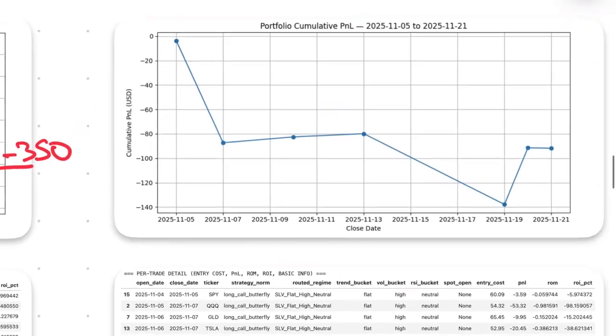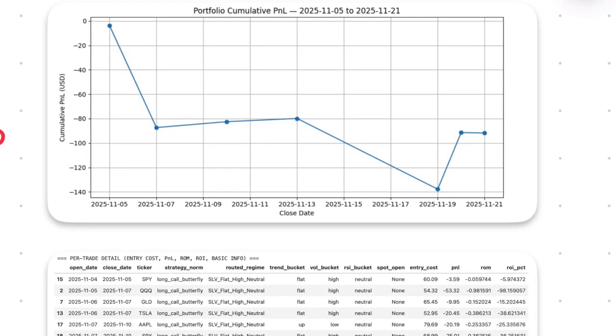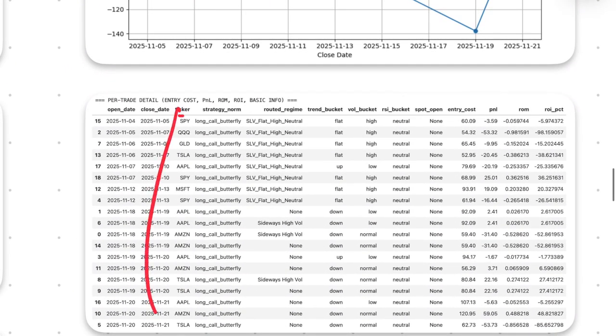Now, in this third, after we made some more changes, we've cut our losses down to less than $100, which is really good. And we've maintained our diversity of tickers, a little too much Apple in there. But we also have these more detailed regimes. Okay, we have sideways low volatility, flat high neutral, and then sideways high vol.